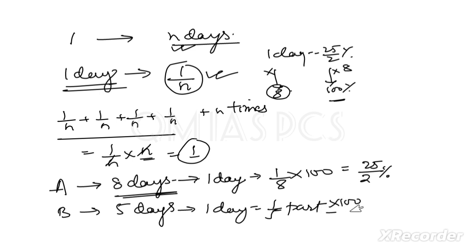Same thing for this one, it will be multiplied by 100, it is 20 percent. So it's your wish: if you want to solve in terms of percentage, it is like this, and if you want to solve it in fraction form, you have to solve like this. Is it clear?